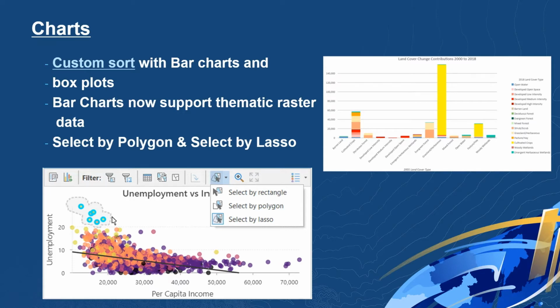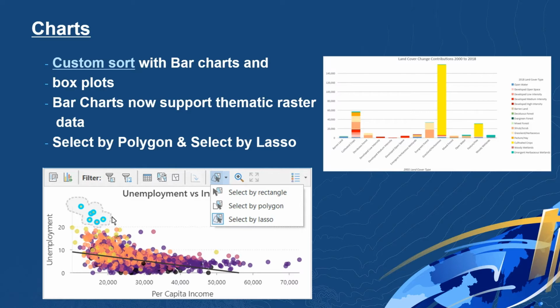And speaking of charts, there's now a custom sort option on the Data tab in the Chart Properties pane. This allows you to manually reorder the series in your chart. Now, for example, you may want to use custom sorting to keep weekdays in their natural order. Also, bar charts can now visualize thematic raster data with attribute tables.